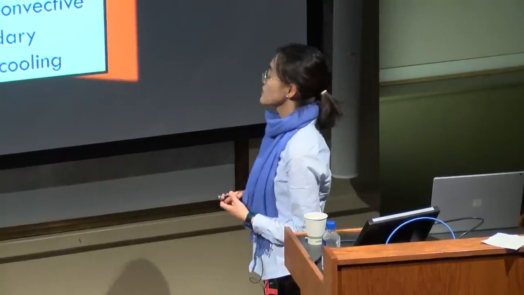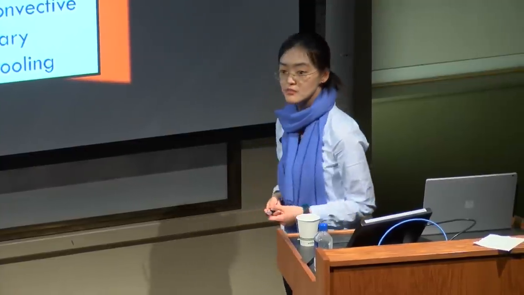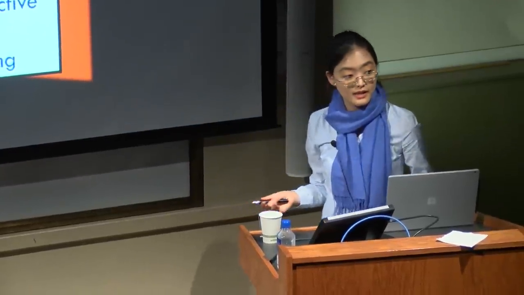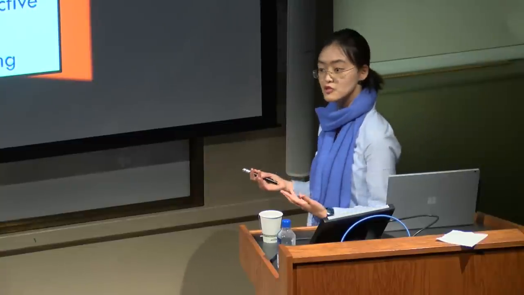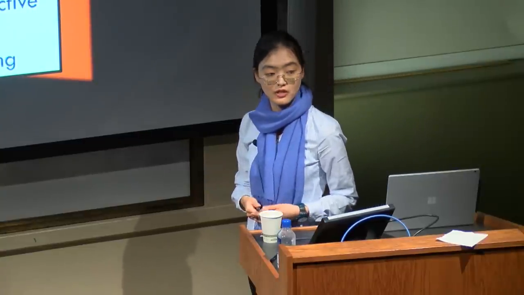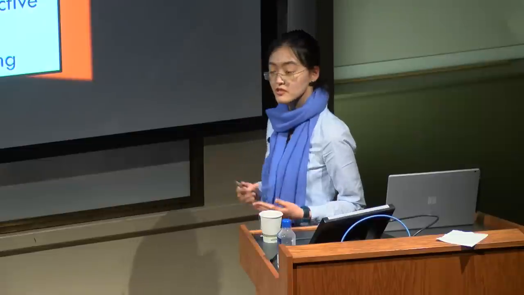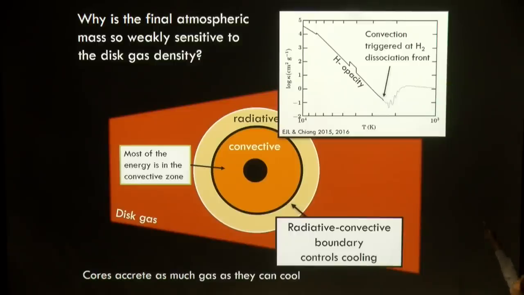So the emergence of this radiative convective boundary is simply set by the quantum mechanics of hydrogen molecule dissociation and the production of H- ions, which doesn't really care about whatever happens on the outside. So that is why the final atmospheric mass is so weakly sensitive to the disk gas density.